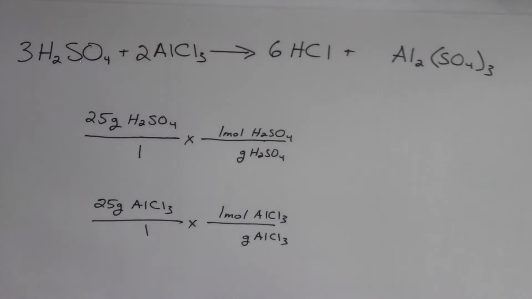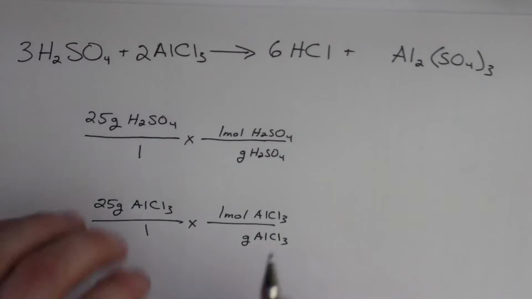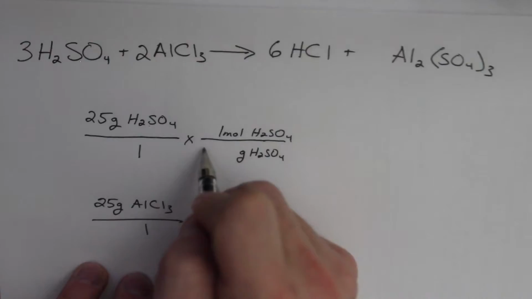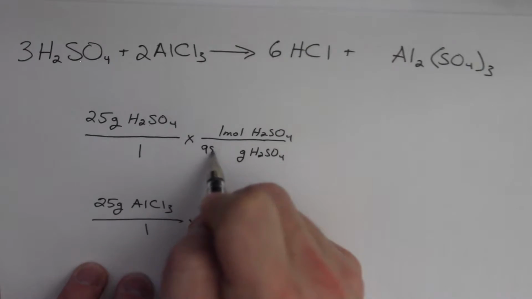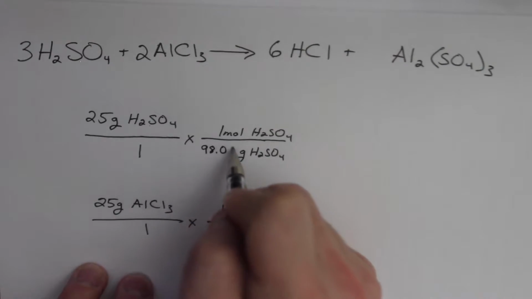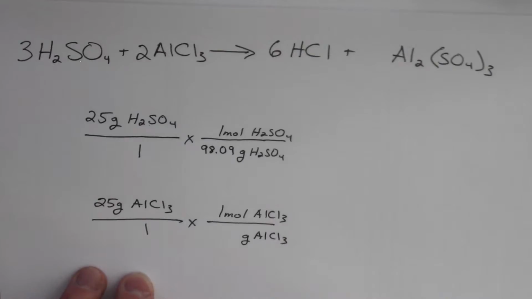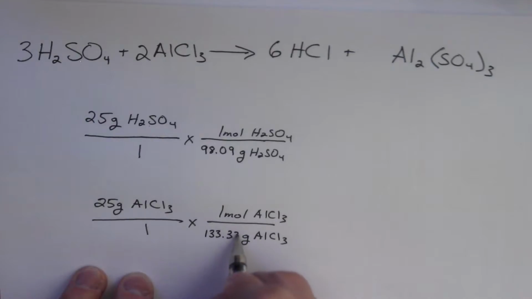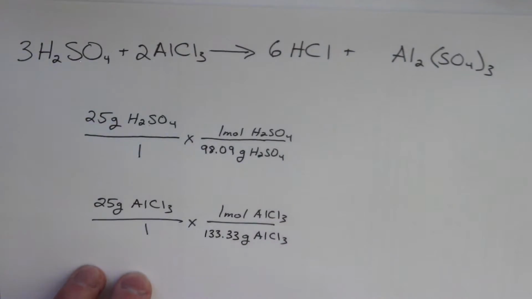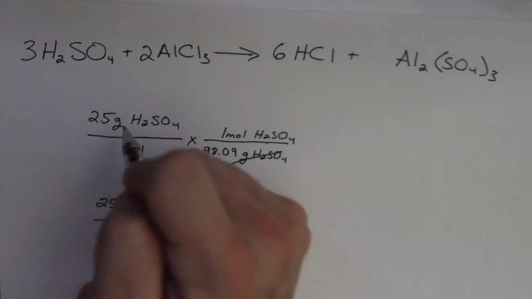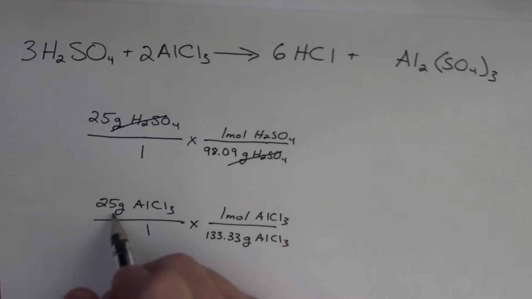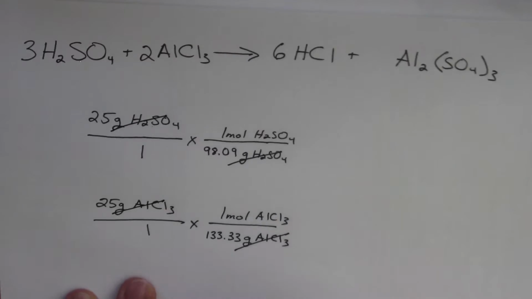So the next thing we have to do is find our molar masses of each. I already did that for you. Again, I think we know how to do this pretty well. For sulfuric acid, it came out to 98.09 grams per mole. And for aluminum chloride, it came to 133.33 grams per mole. So we have now canceled out our grams of sulfuric acid and our grams of aluminum chloride.